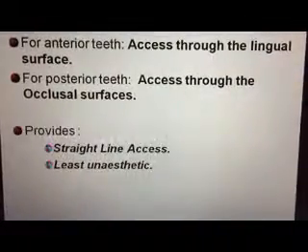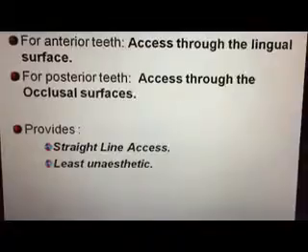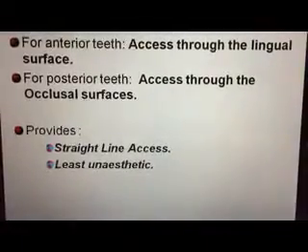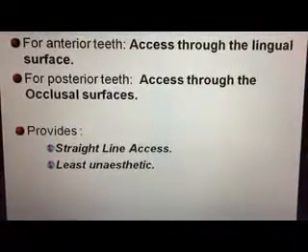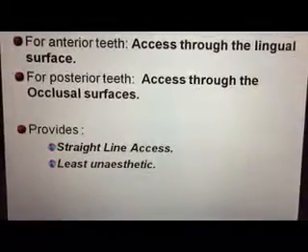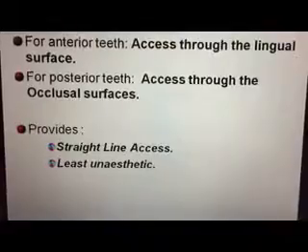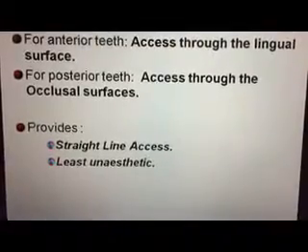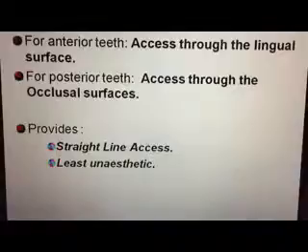The coronal access cavity preparation for anterior teeth usually is done on the lingual side and for posterior teeth from the occlusal surfaces. This will help in providing straight line access from the orifice to the apical foramen and it will be least unesthetic.